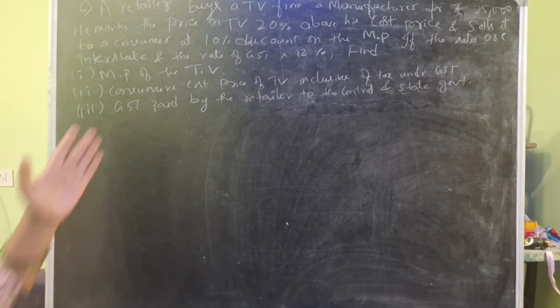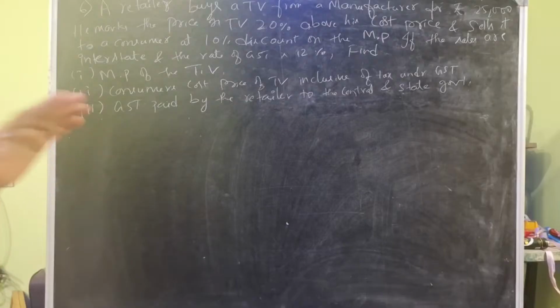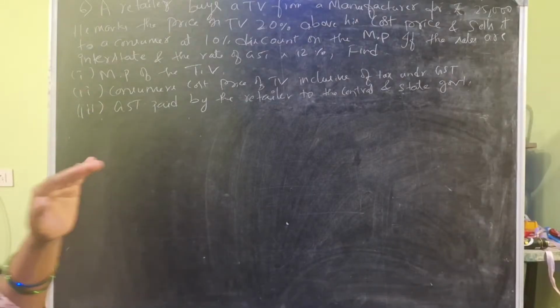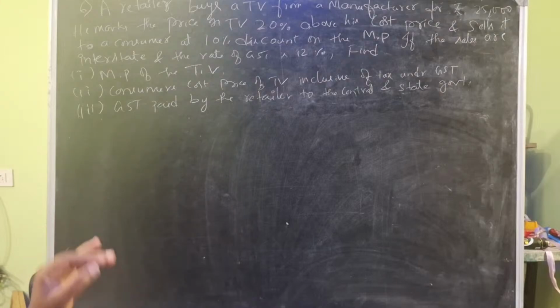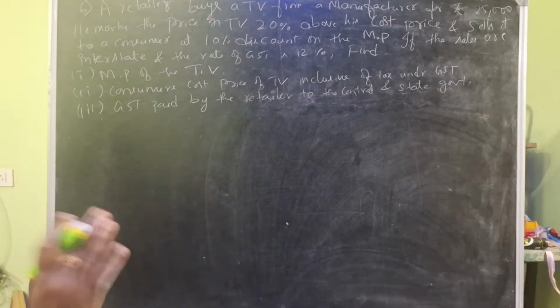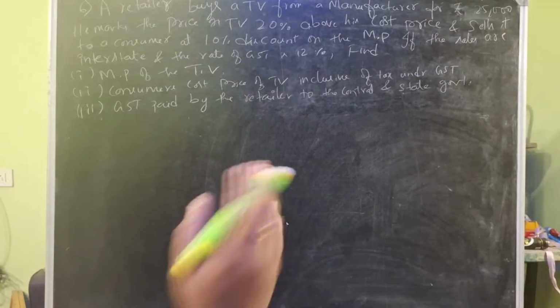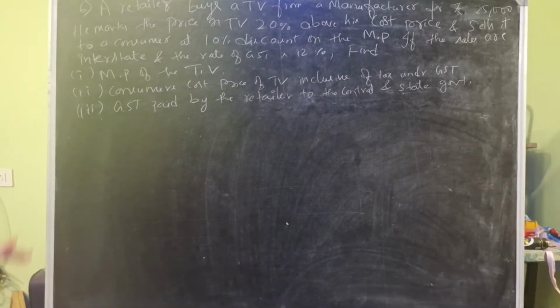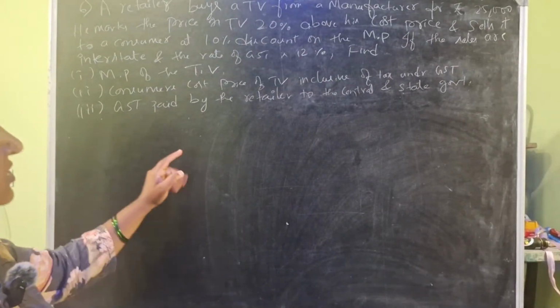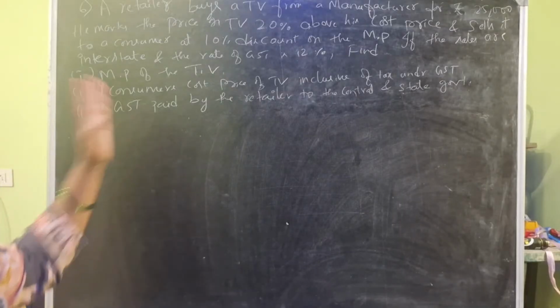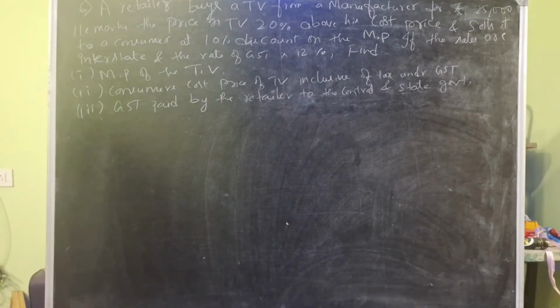Here, since the transaction is between different states, the only tax applicable is IGST. We need not find the CGST and SGST amounts. Here CGST and SGST are nil. The only thing applicable is IGST. IGST is equal to the GST amount.